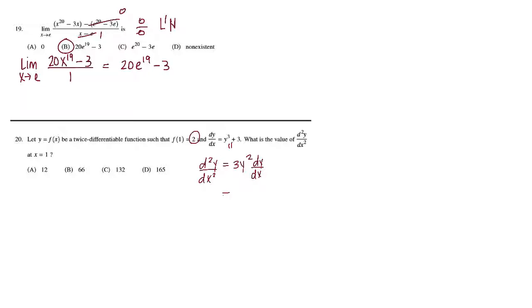So our second derivative value then is going to be 3 times 11 squared. Oh, no, 3 times 2 squared, my goodness, times 11. That's going to give us 12 times 11, which is going to be 132. So that's going to be answer choice C.